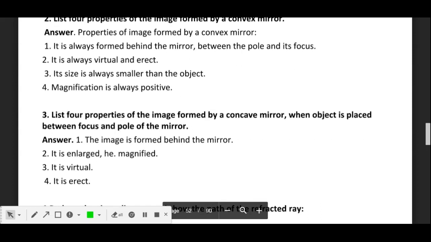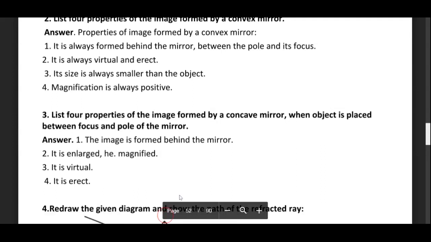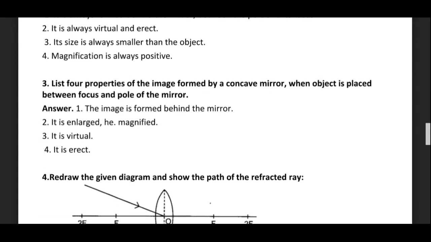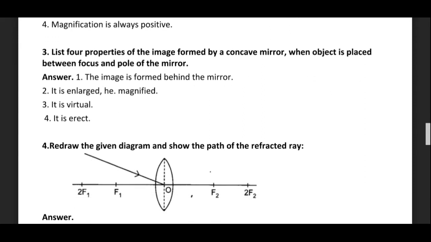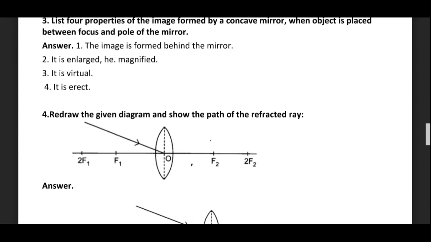List four properties of the image formed by a concave mirror when the object is between the focus and pole of the mirror. So in this case, the image is formed behind the mirror, right? The image will form behind the mirror. It is enlarged and magnified, highly magnified. It is virtual. It is erect. So these are basic points that we have already discussed earlier also.